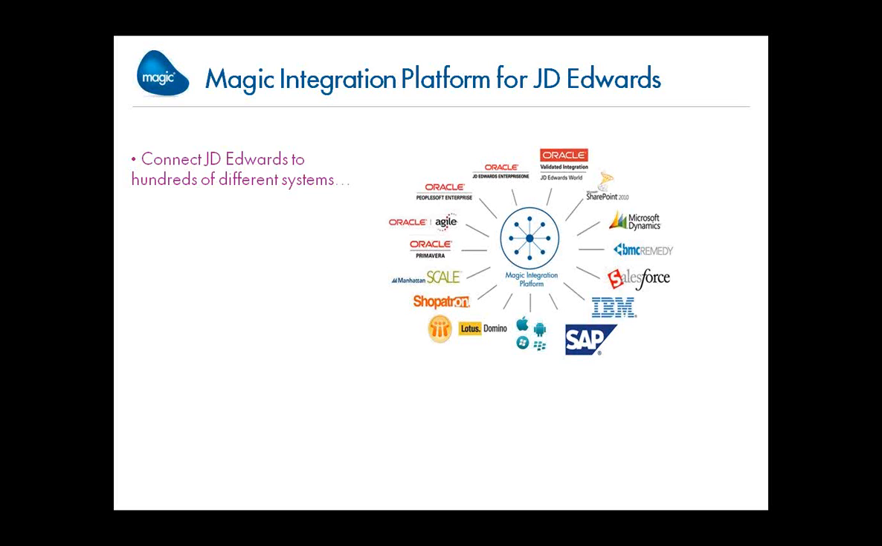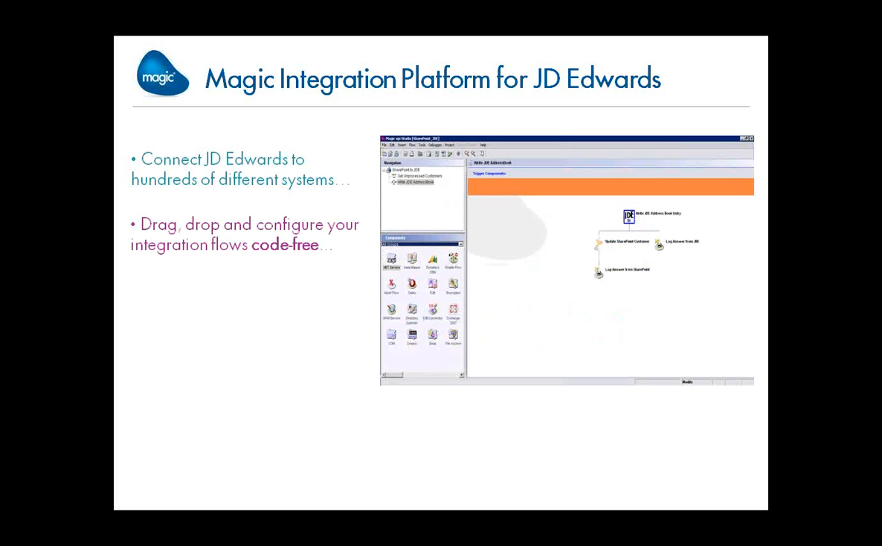The reason this is a part of that workshop is because the product management teams at Oracle have simply viewed this as an effective way to streamline the upgrade process for companies that have a number of interface points and touch points already in place or are considering the integration challenges as they relate to upgrading. And so the Magic integration platform for J.D. Edwards is one that connects J.D. Edwards to hundreds of different systems. The ones that you see illustrated here are just examples. There are many, many more, of course, to which you can connect.